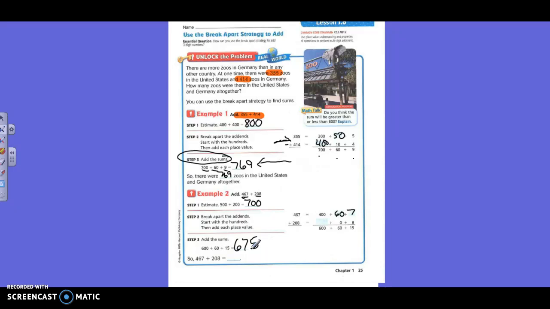So 467 plus 208 is 675. Okay, go to the 600 plus 60 plus 15. 600 plus 60 is 660, plus 15 is 675.